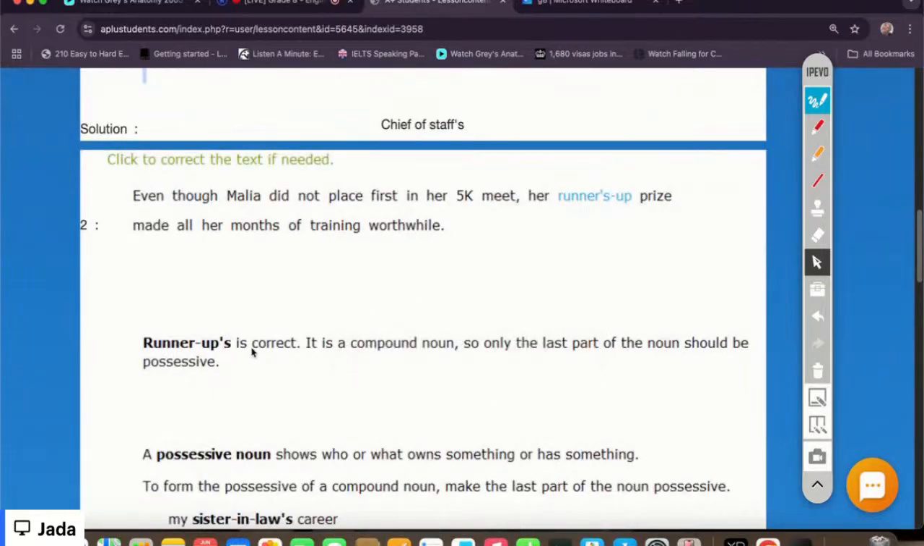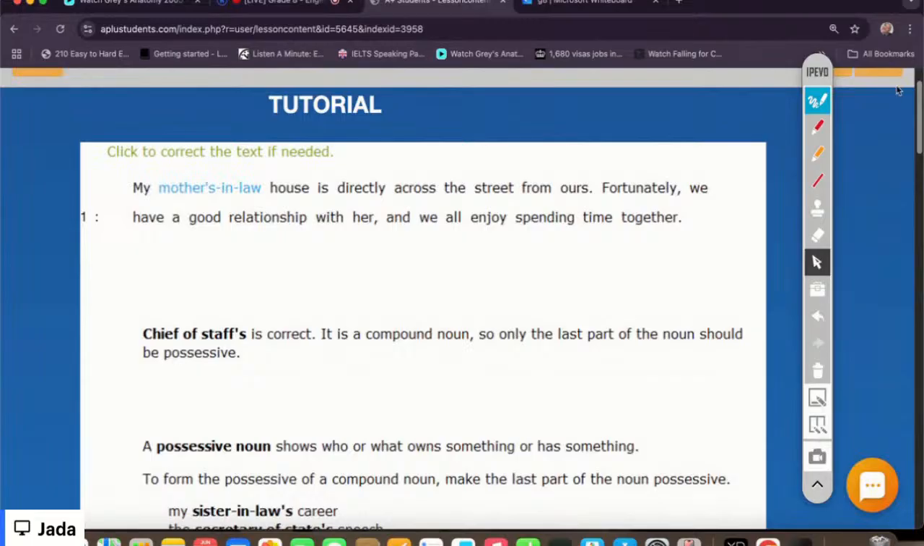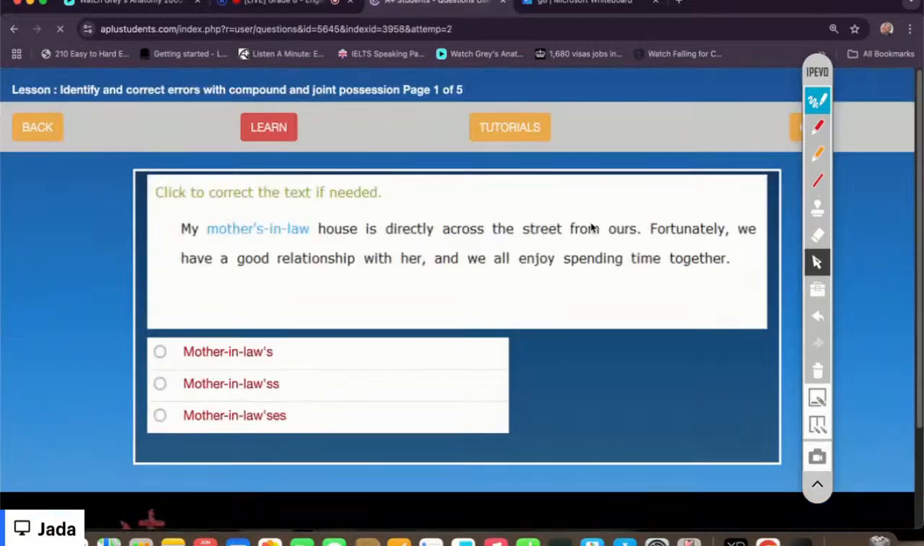Okay, so we have runners up. Even though Malia did not place first in her 5K meet, her runners up prize made all her months of training worthwhile. So which is incorrect? Runners up, you're supposed to have the possession in the second part. All right, so let's look at the test now. Share your answers with me if you know them.